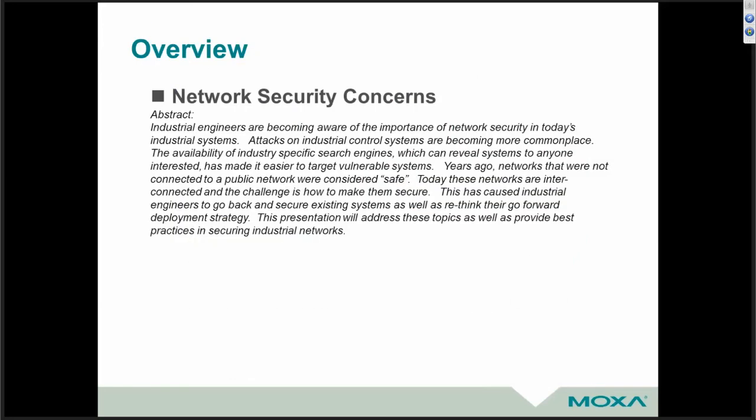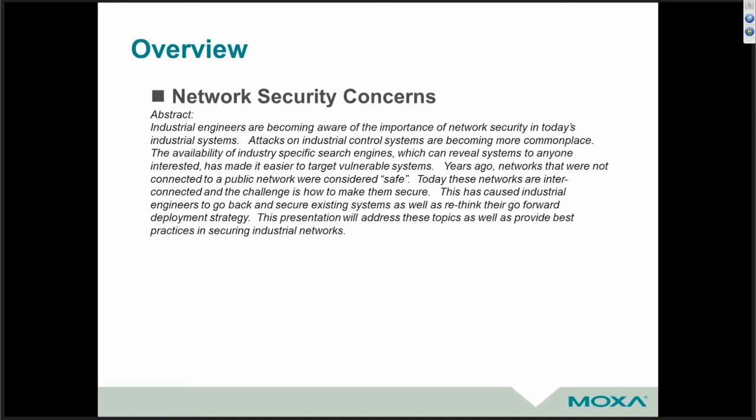Today's abstract of this presentation is really about industrial engineers becoming aware of the importance of network security for today's systems. We hear in the news that attacks are more and more commonplace on industrial control systems, and there's availability of tools out there that make them very easy targets today. So years ago, networks that were not connected to public networks were considered safe, but today these are all interconnected with the internet, and the challenge is really how to make them secure.